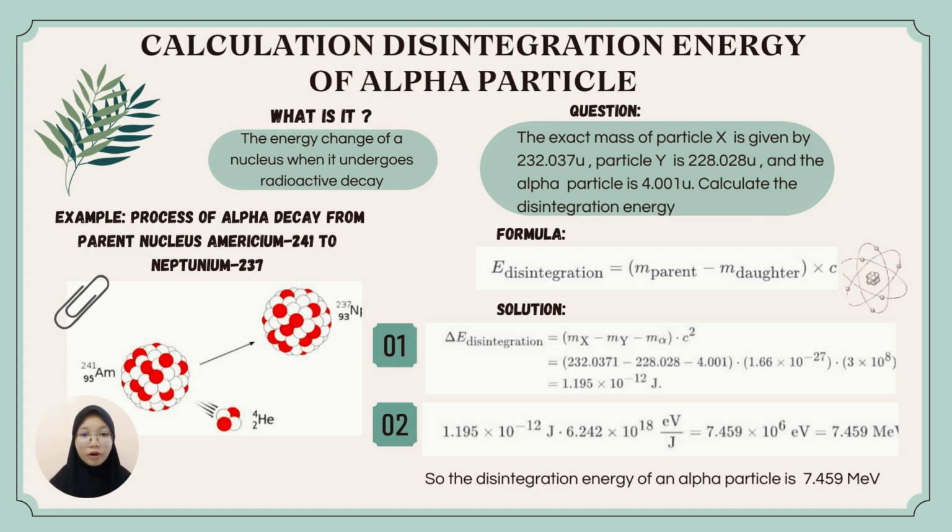The formula for disintegration energy equals the mass of the parent minus the mass of the daughter nuclei, times the speed of light squared. Then we insert the mass values into the formula and get 1.195 times 10 to the power of negative 12 joule. To make this slightly easier to read, we can convert this to electron volts and get 7.459 mega electron volts.